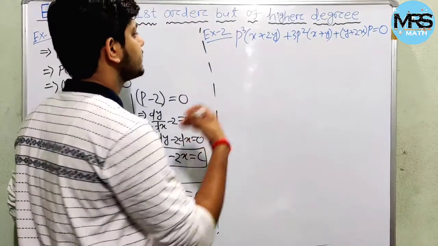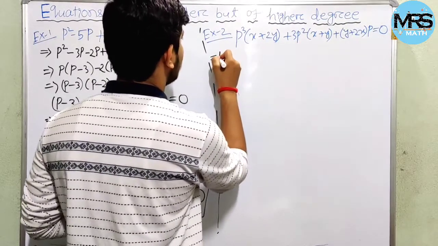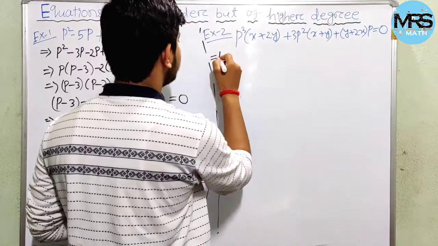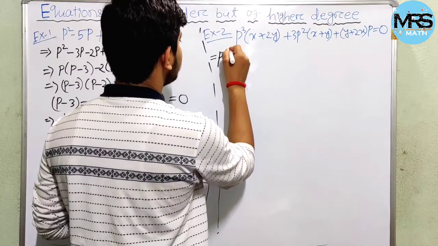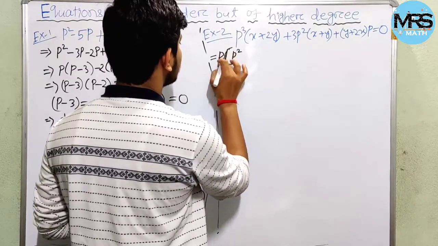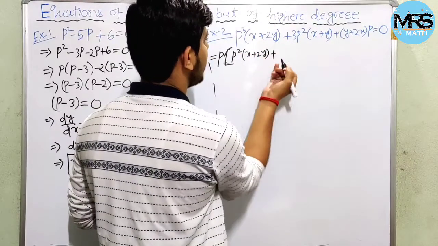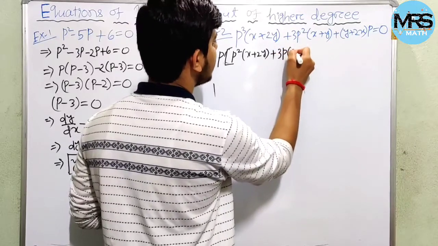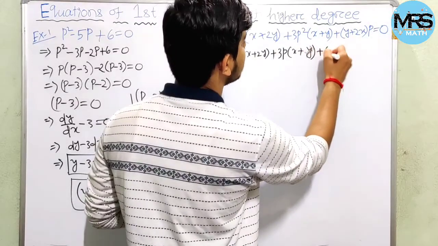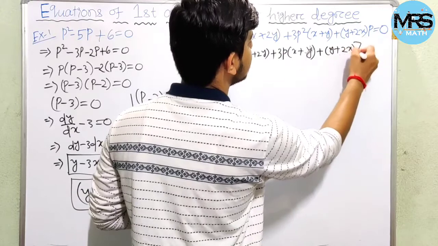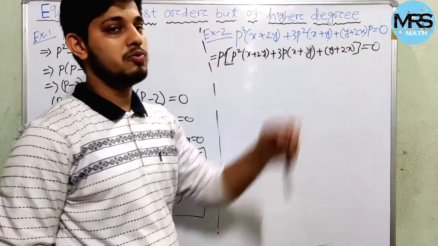Let us factorize this in p. So first we can take p common from each term. Then what we will get here: p squared into x plus 2y, plus 3p into x plus y, plus y plus 2x equal to 0. So what I did in the first step is I have taken p common from each term.